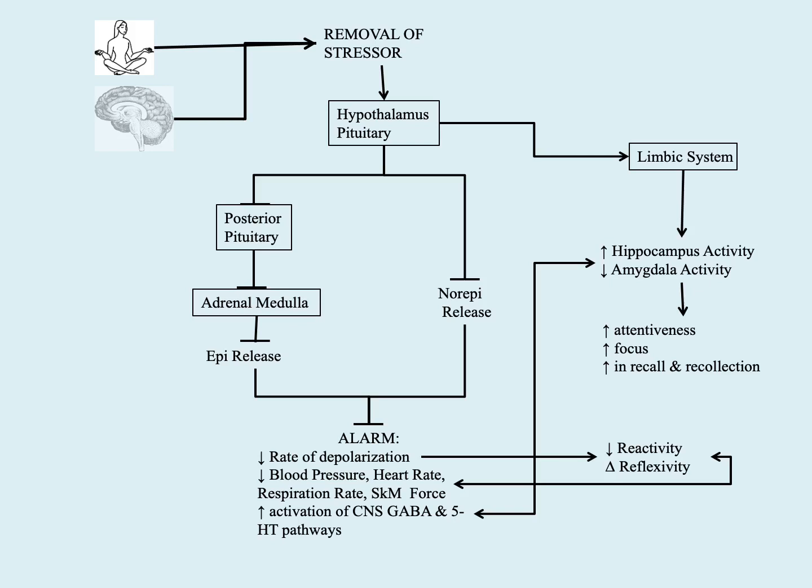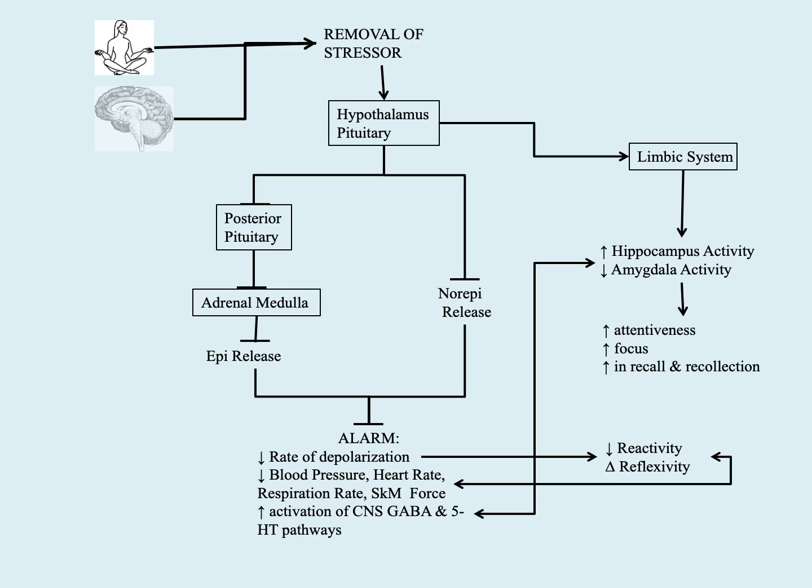In this case here, we are blocking the hypothalamic pituitary adrenal axis. We're slowing down the rate of release of epinephrine and norepinephrine. We reduce the rate of depolarization peripherally. We reduce blood pressure, we reduce heart rate, we reduce respiration rate, we reduce the contractile force within the skeletal muscle, we reduce tonality taking place. We increase activation centrally to the GABA and to the serotonergic pathways, and we inhibit the glutamate, dopamine, and noradrenergic pathways centrally.